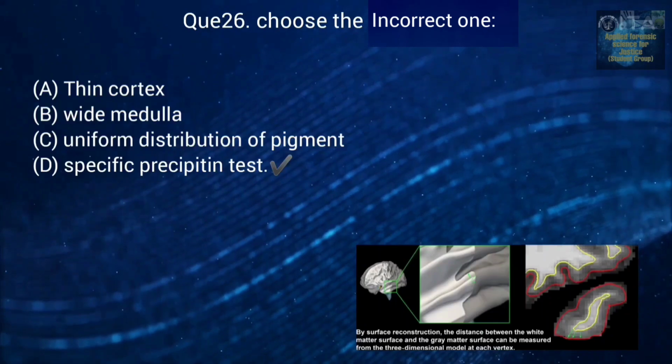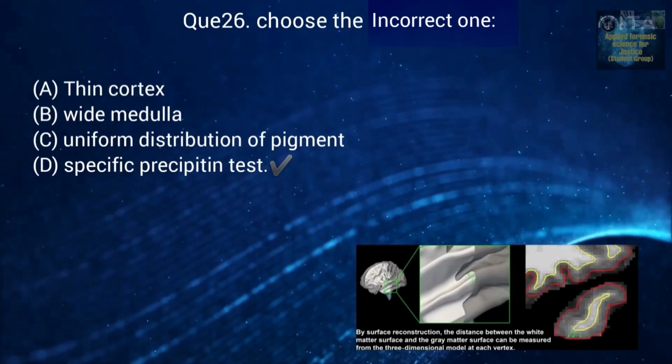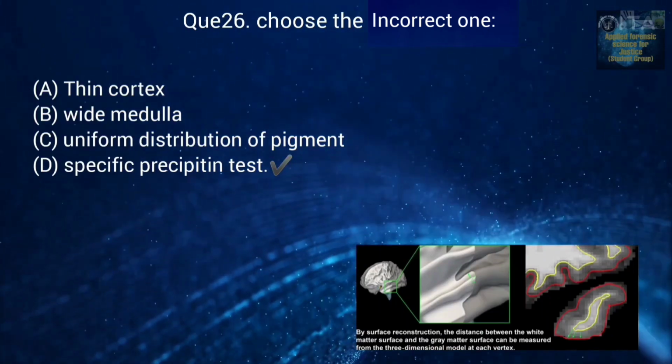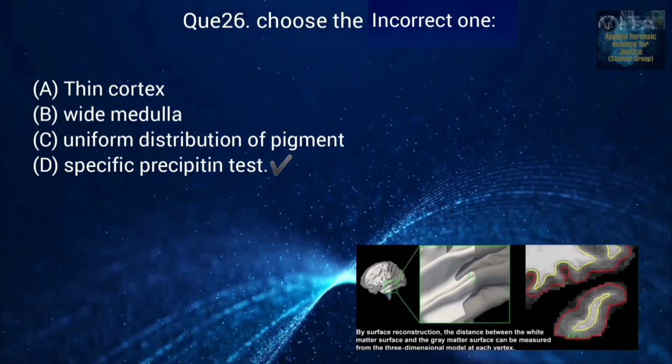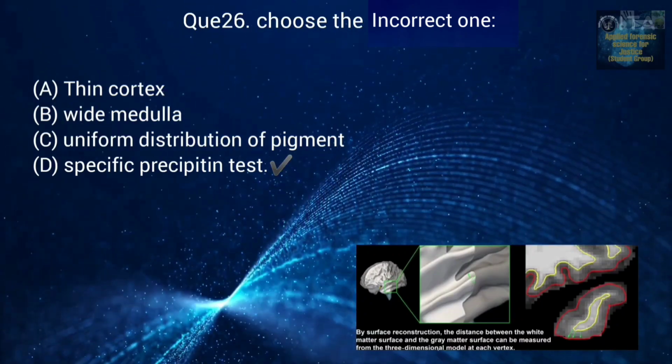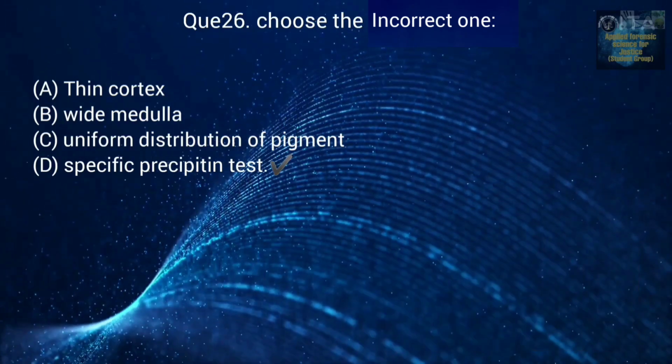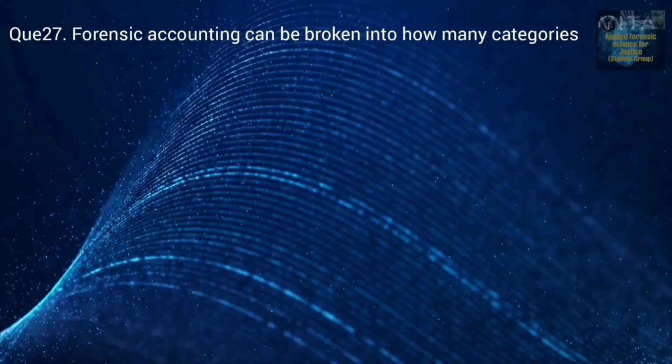Options are A. Thin cortex, B. Wide medulla, C. Uniform distribution of pigment, D. Specific precipitin test. The correct answer is D. Specific precipitin test. Question number 27.